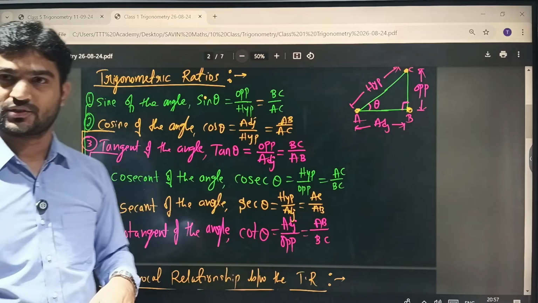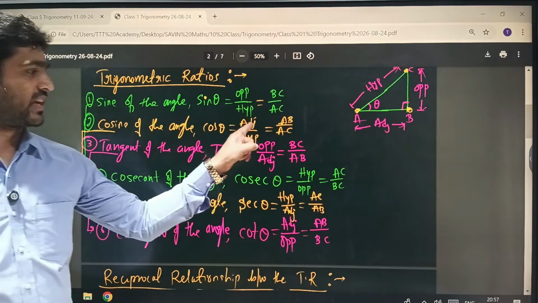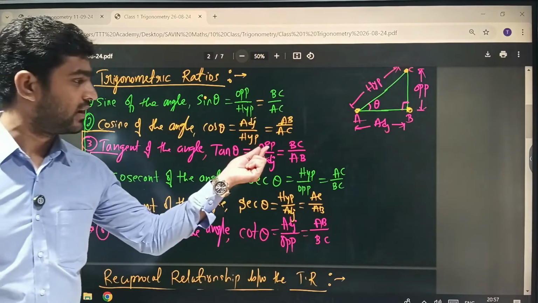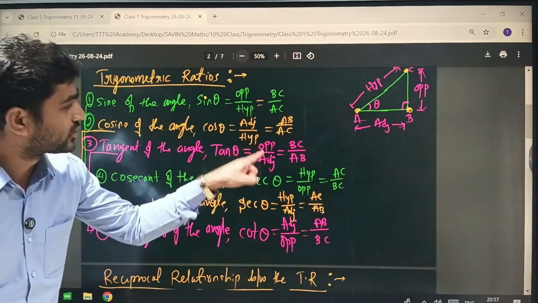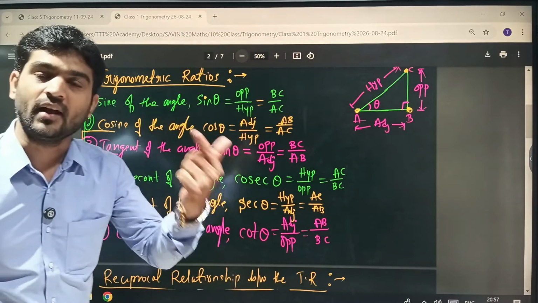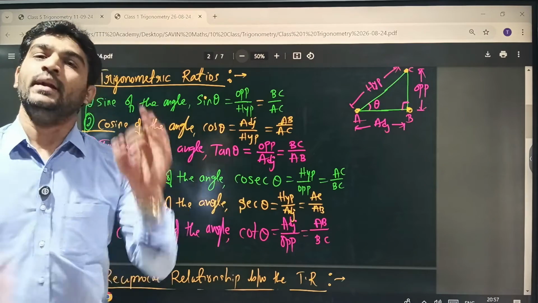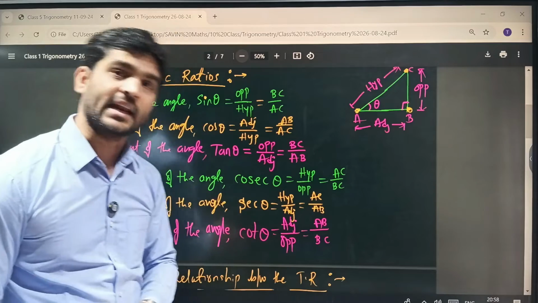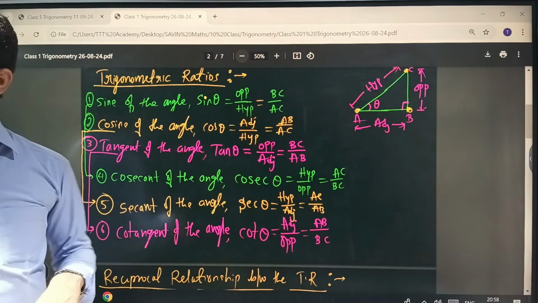We studied this in a previous class. And cosine, cos theta is adjacent by hypotenuse. Coming to tangent, tan theta is opposite by adjacent, where opposite and adjacent both appear in the tangent of the angle. Tan theta is the ratio of opposite by adjacent.